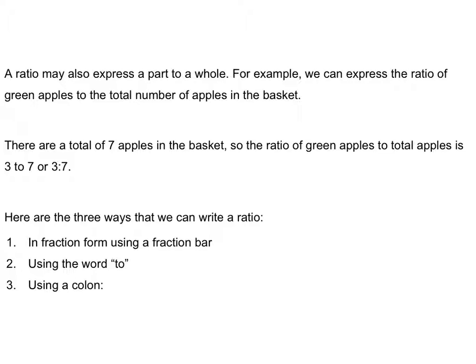We can also use a ratio to express a part to the whole. So for example, we can express the ratio of green apples to the total number of apples in the basket. So if there are 3 green and 4 red, that means there are 7 total apples in the basket. So the ratio of green apples to total apples would be 3 to 7, or using a colon, 3:7, or we could use a fraction, 3/7. So just the reminder of the 3 ways we can write a ratio: in a fraction, using the word to, or using a colon.